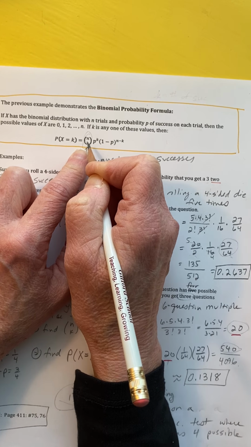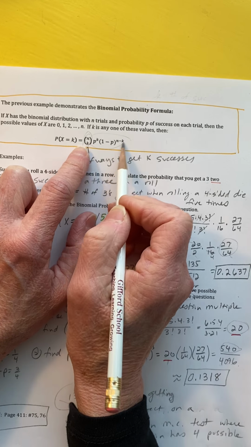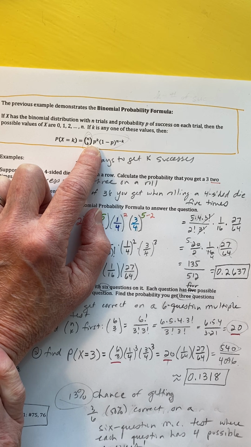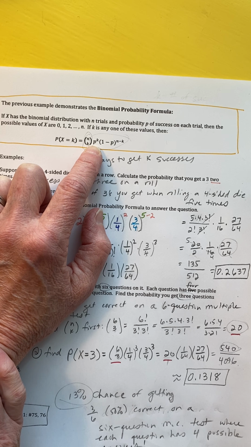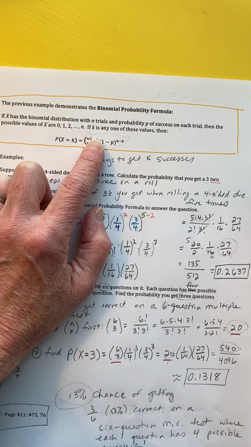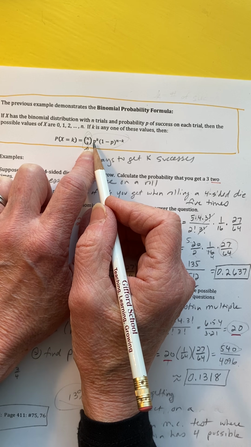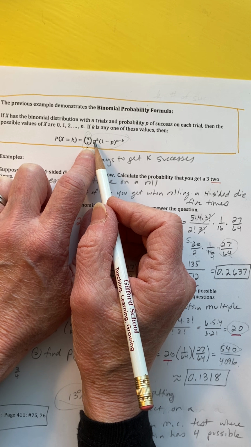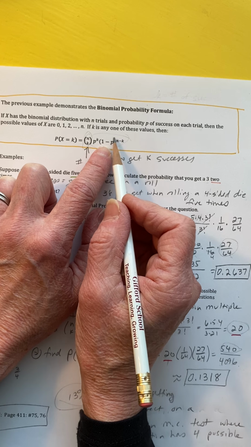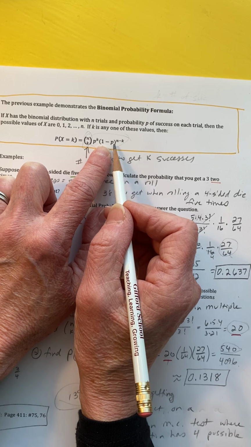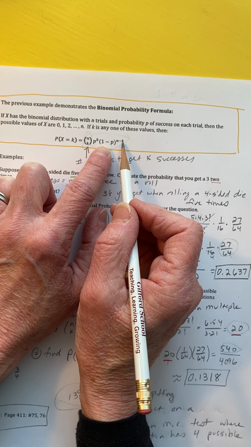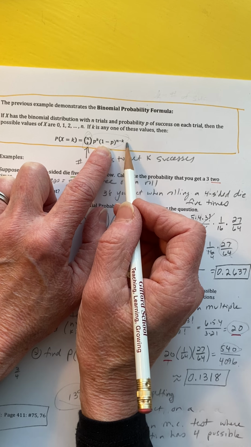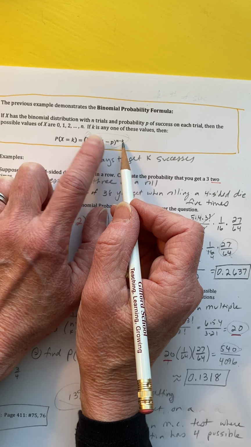And then this part is the probability of success, which is p, raised to the k power. So if you wanted 3 successes, it would be the odds of success multiplied by itself 3 times, times the probability of failure multiplied by itself the remaining number of times. So that's n minus the number of successes you're interested in.